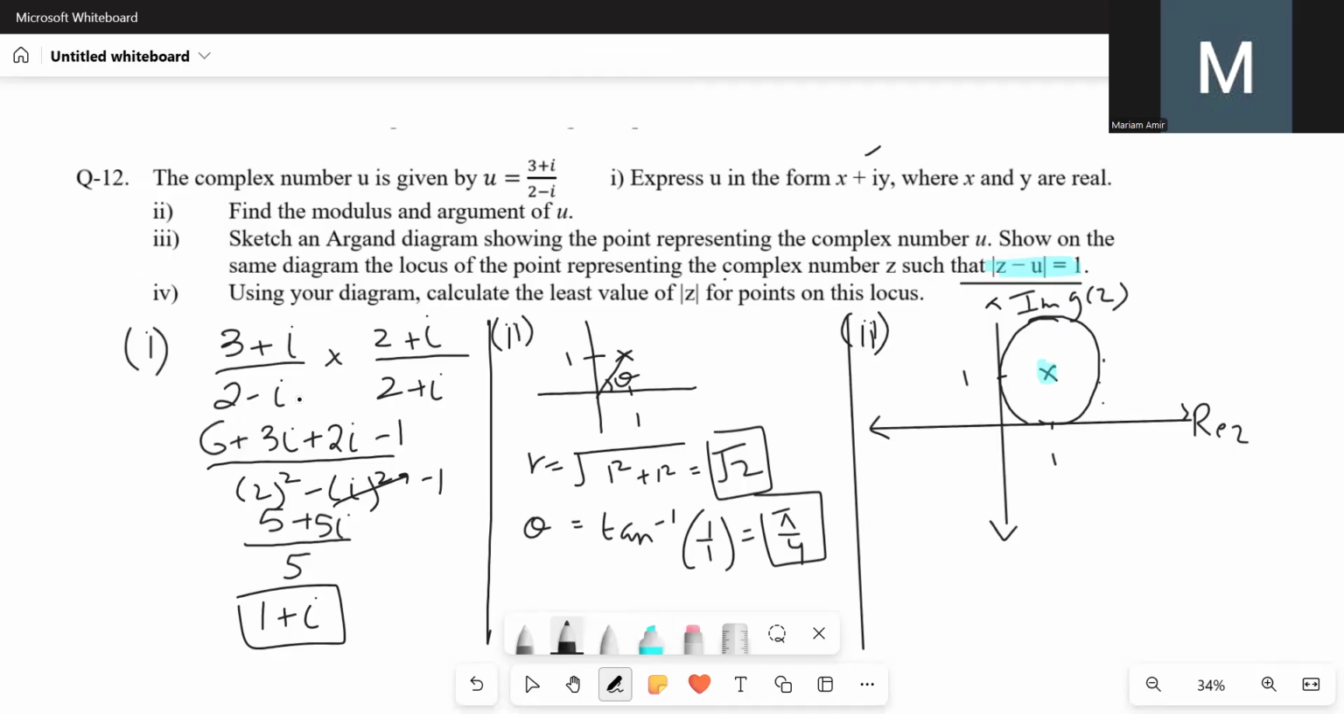Let me try to do a better job with it. So a circle passing through these points exactly, this would be 2, that would be 2 as well. So something like this. Okay, so the x-axis and the y-axis need to be tangent to this. Okay, that's done.